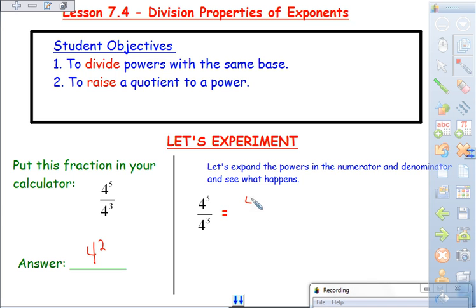So let's expand this. If I have 5 4s on the top, and I have 3 4s on the bottom, I'm going to get a couple to cancel out. And I'm left with 4 squared, which is the 16 we discovered on our calculators.